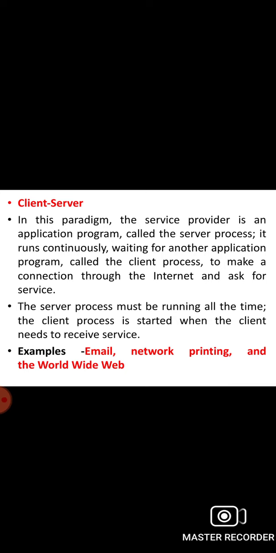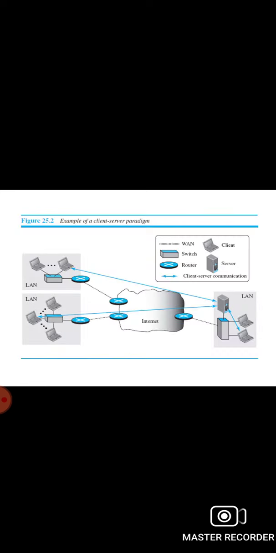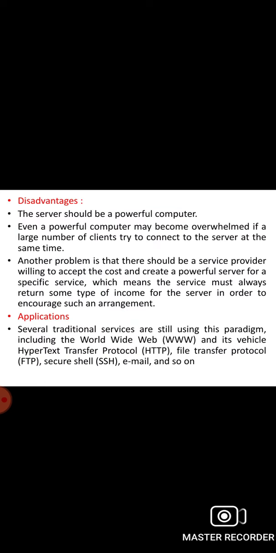So in the client-server paradigm, the service provider is an application program called the server process, and it runs continuously waiting for another application program called the client process to make a connection through the internet and ask for the service. The server process must be running all the time. The client process is started when the client needs to receive the service. Examples of the client-server model are email, network printing, and the World Wide Web.